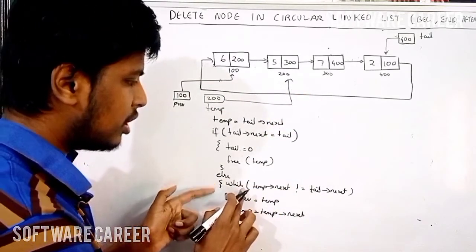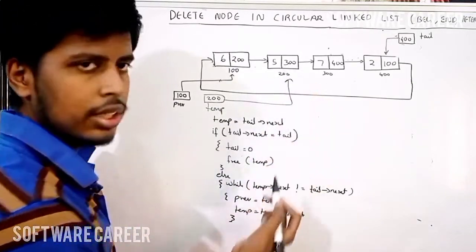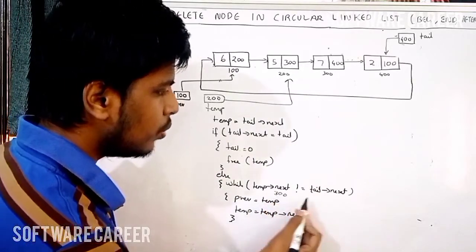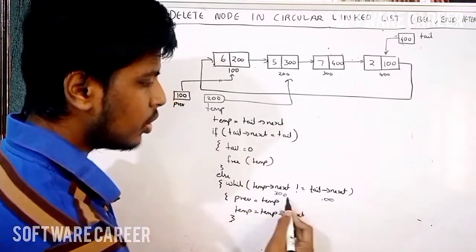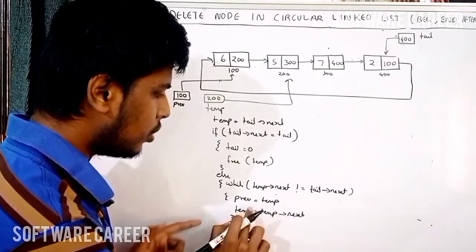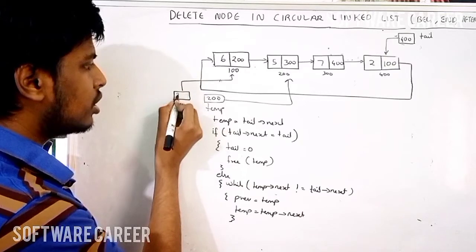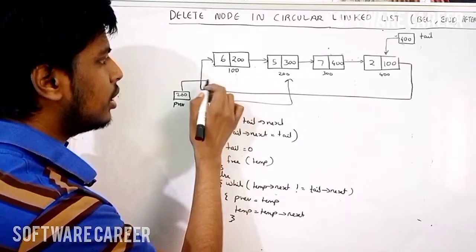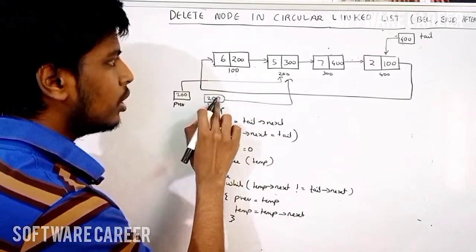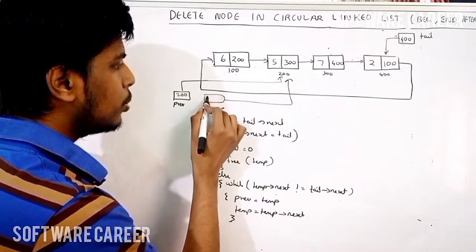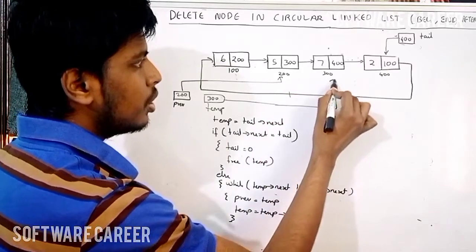Now go back to the same step and check while temp next not equals to tail next. Temp is 200. 200's next is 300. This is 300. Now what is tail next? Tail is 400. 400 next is 100. So 300 is not equal to 100. So enter into the step. Previous equals temp. So what is temp? 200. So 200 is put on previous. So this pointer is getting cancelled and the previous pointer is pointing to 200. Now temp equals temp next. Temp is 200. 200 next is 300. 300 is put on this temp. Now this link is getting cancelled. Now temp is pointing to 300.